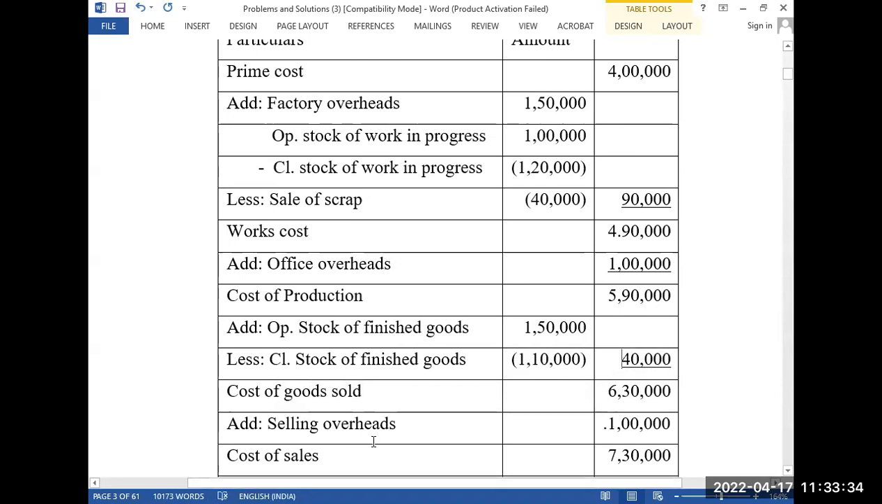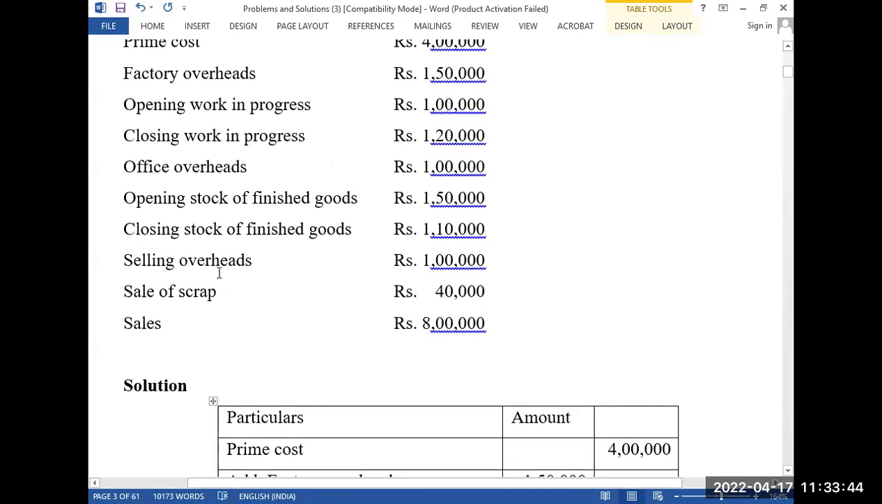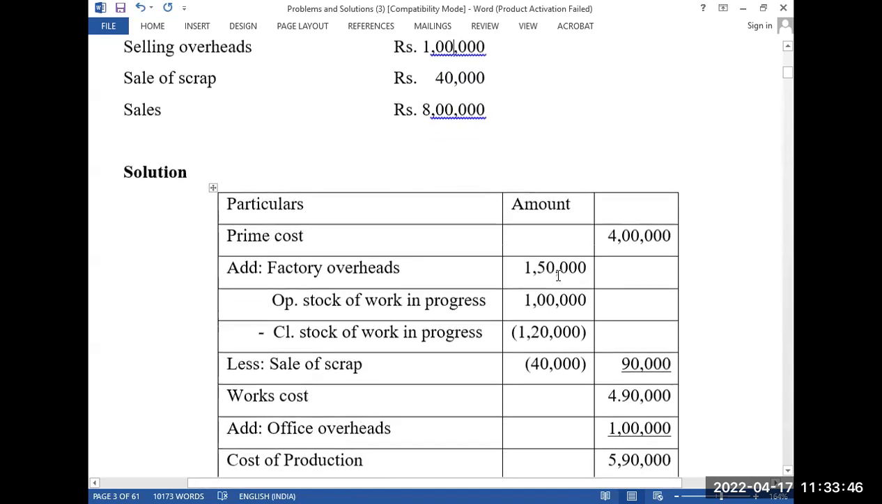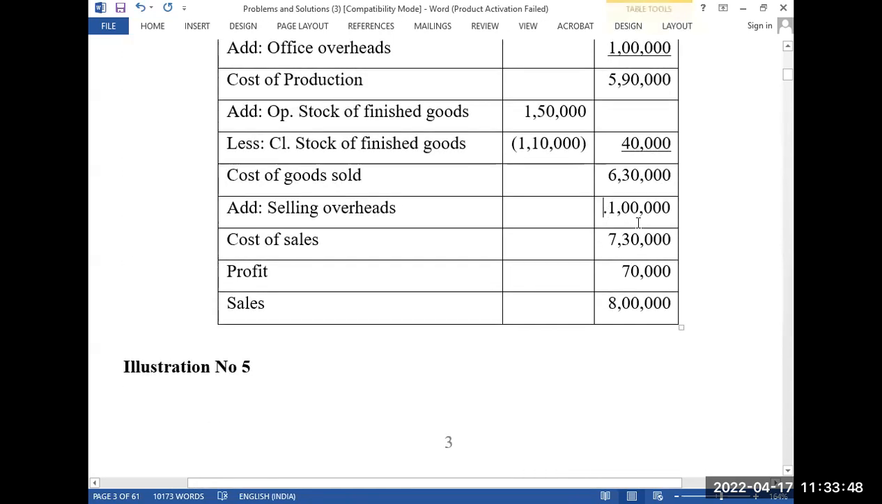Then we have to adjust the selling overheads. If you add the selling overheads with cost of goods sold, you will get cost of sales. Check the question. The selling overhead is 1 lakh. So 7,30,000 is the cost of sales.